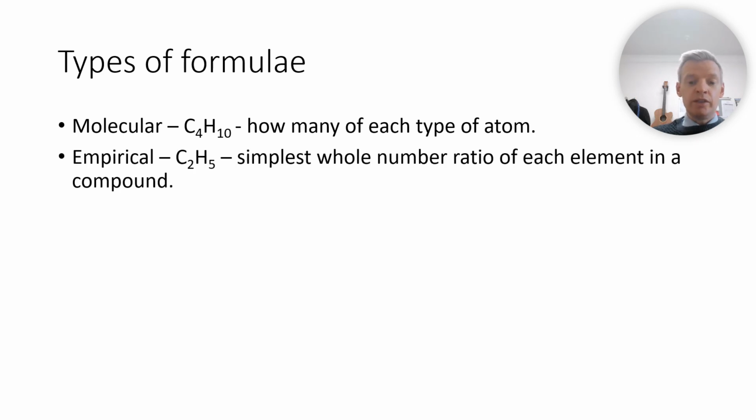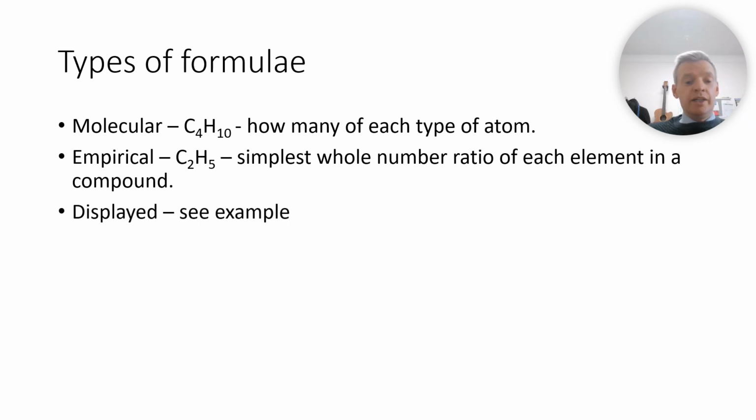The next type of formula, a little bit more complicated, is what we call the empirical formula. And that, a little bit wordy, but it's the simplest whole number ratio of each element in a compound. In simple terms, can I simplify the molecular formula? So C4H10 can be simplified by dividing by 2 to C2H5, and that's the simplest whole number ratio that I can give of that particular formula. So it's not the actual number of carbons, it's just a simplified ratio.